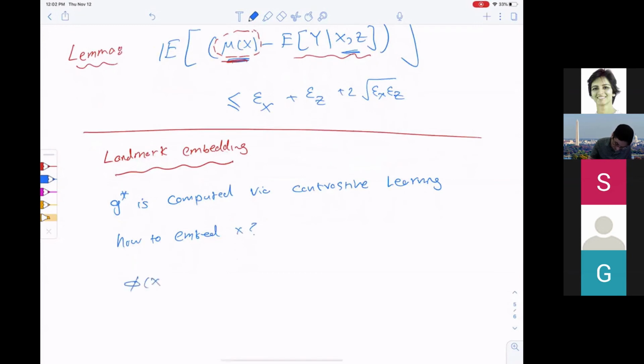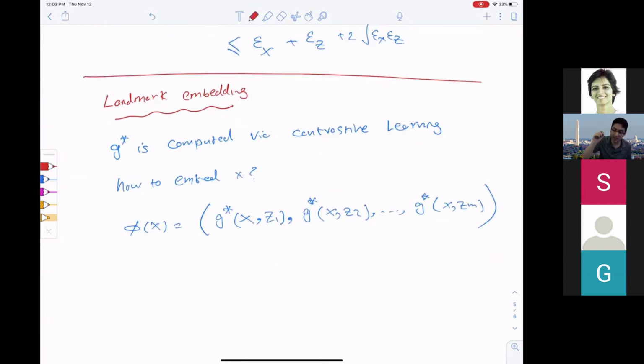They say an embedding of X is G star of X, and for the second input I'm just going to use a random Z. Then I generate another random Z, and I repeat this M times and concatenate these numbers. Remember, the output of G is a single number, so it's going to be a vector of length M. I'm going to use that as my embedding of X.